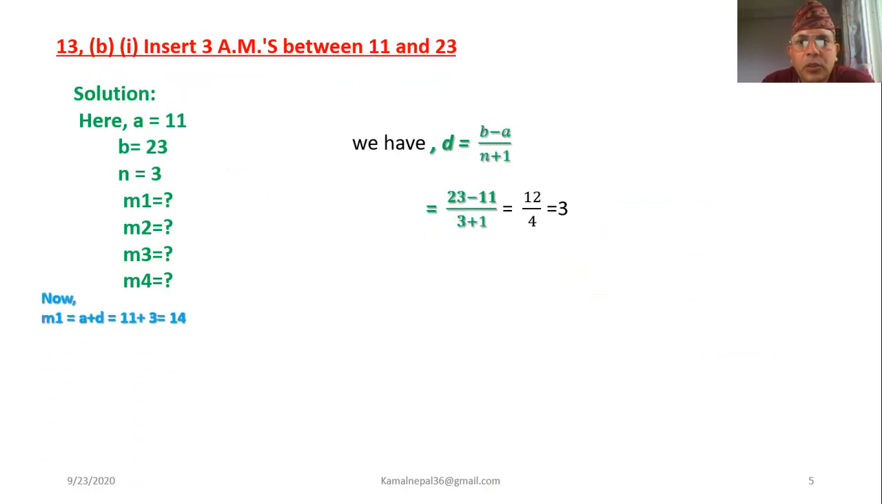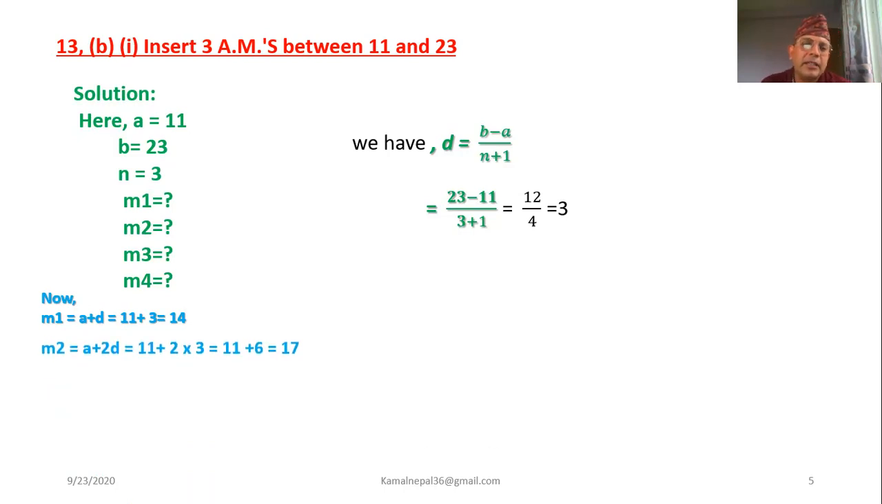Now you have the formula: d is equal to (b minus a) divided by (n plus 1). Here b is 23, a is 11, so d is (23 minus 11) by (3 plus 1), which is 3. Your d is 3. Then m1 is equal to a plus d, which is 11 plus 3, which is 14. It is your first mean.